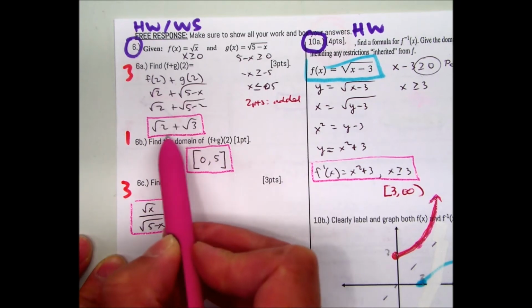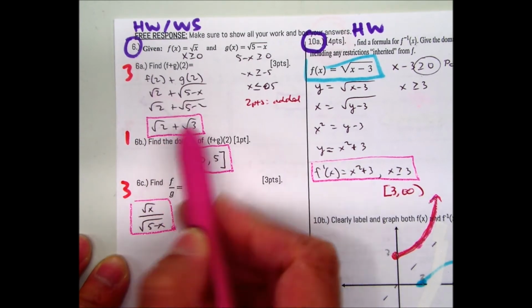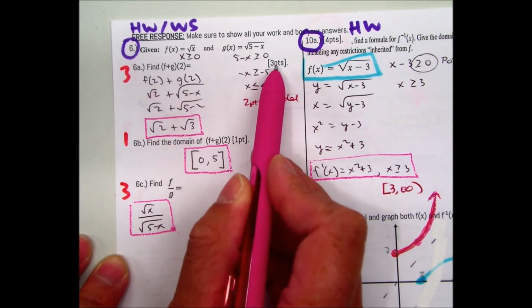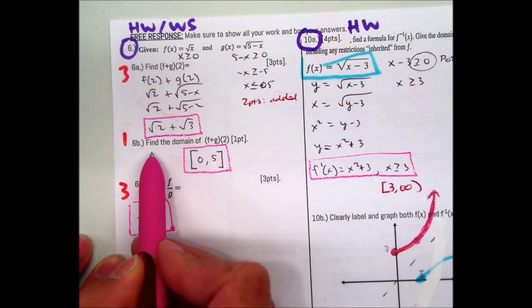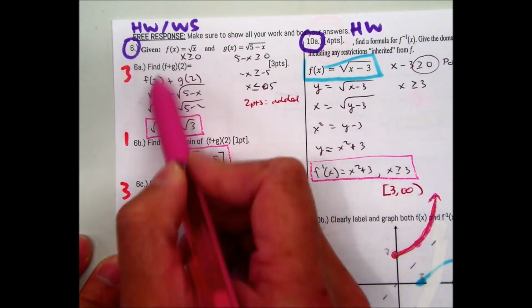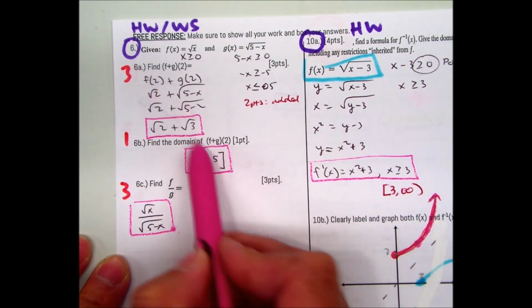These are not like terms. You cannot add those to be square root of 5. If you do that, you will get 2 points. So that one's out of 3 points. Find the domain of f plus g of 2. So basically find the domain of what we just did above after you combine the two functions.